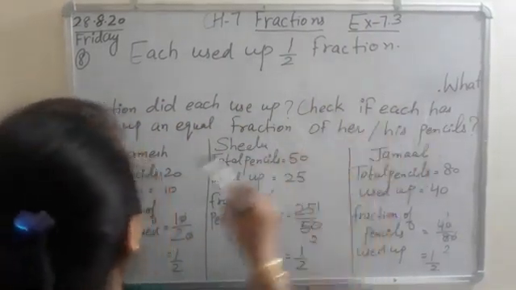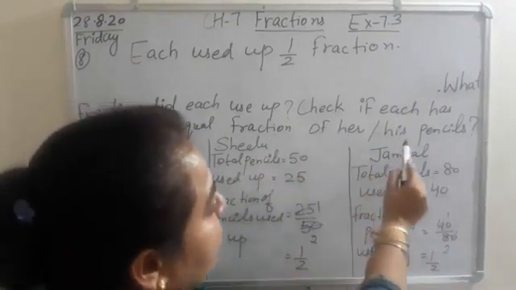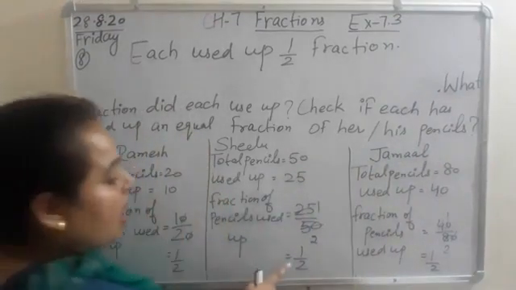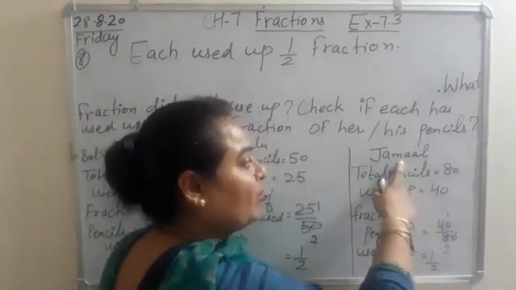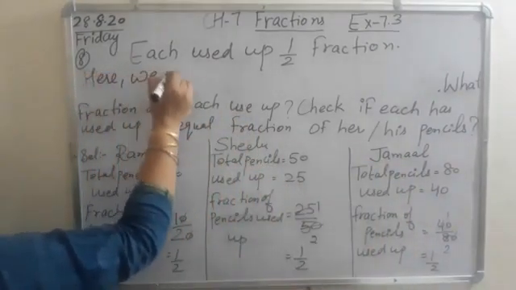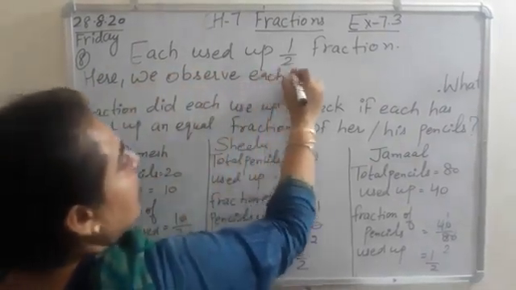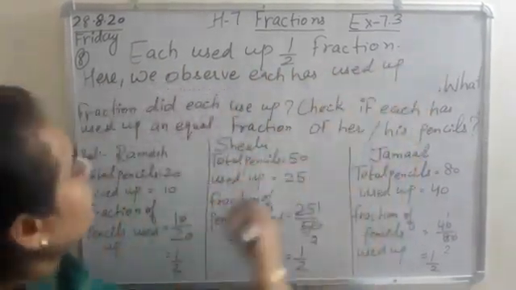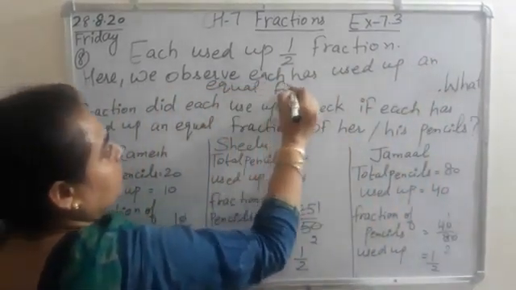Now come to the last part of this question. Check if each has used up an equal fraction of his pencils. Now check, half fraction is used by Ramesh, half fraction is used by Sheelu, and half fraction is used by Jamal. So here we observe each has used up an equal fraction.